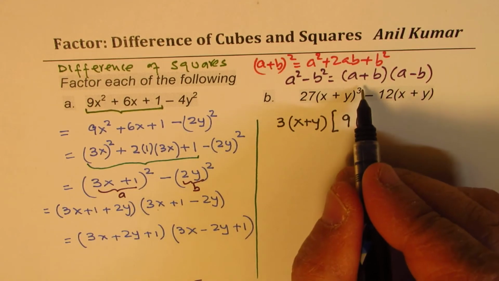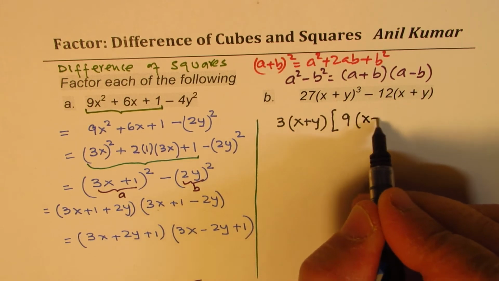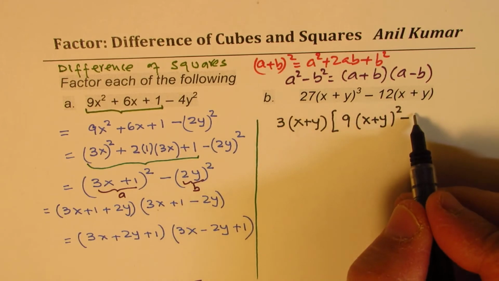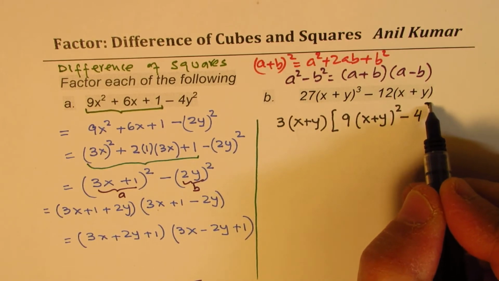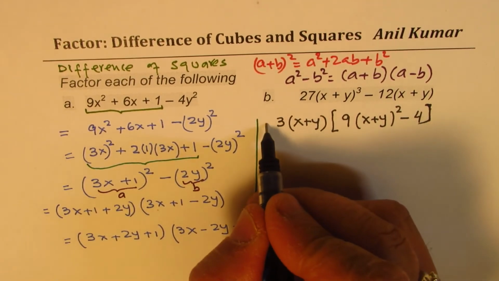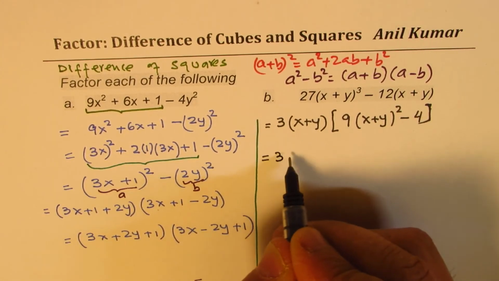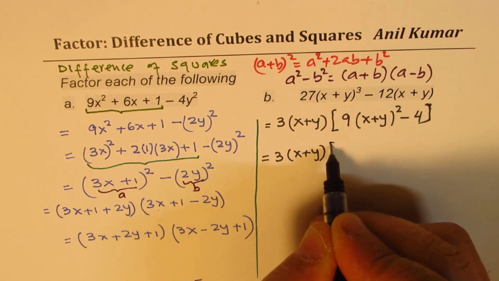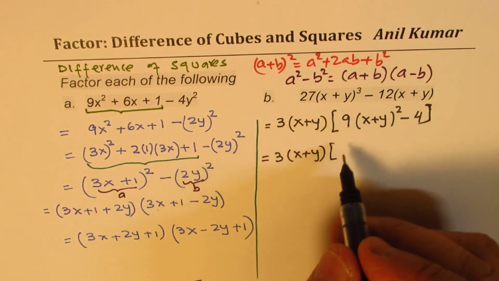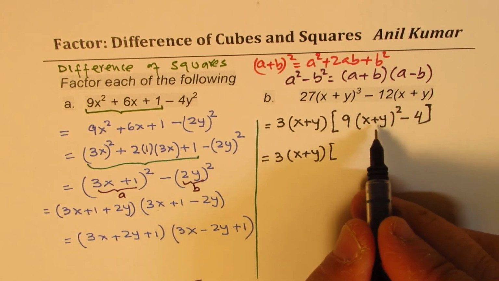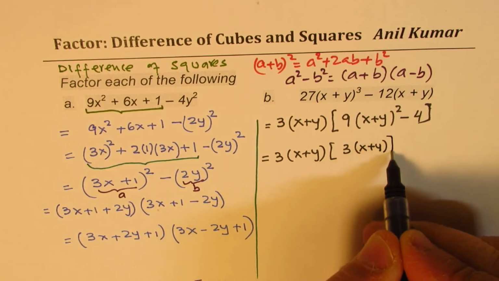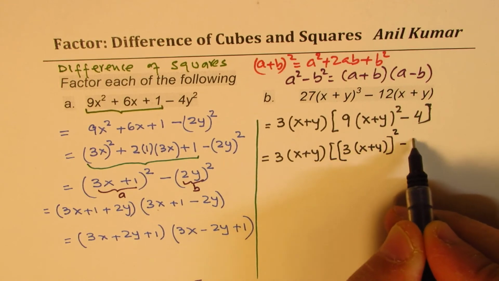And x plus y whole cube divided by x plus y gives me x plus y whole square minus 12 divided by 3 is 4, and we have already taken x plus y common. Correct. Now this expression can be written as 3 times x plus y, and again you see this is a square, 3 square, right? So we could write this as 3 times x plus y whole square minus 2 square.